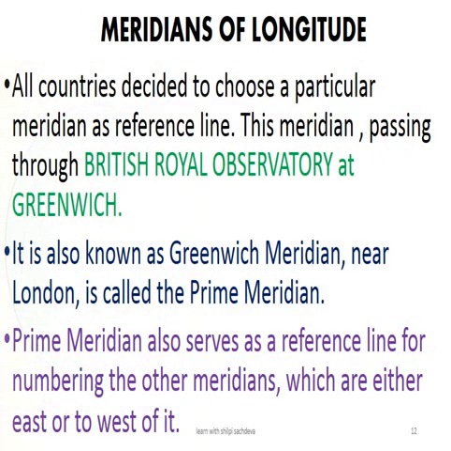All countries have mutually decided to choose the prime meridian as the reference line because the prime meridian passes through the British Royal Observatory at Greenwich near London. Thus, it is also called the Greenwich meridian. The Greenwich meridian is used as a reference line for numbering other meridians which are either to the east or to the west of the line. The meridian which is at 180 degrees east and 180 degrees west is the one same line.